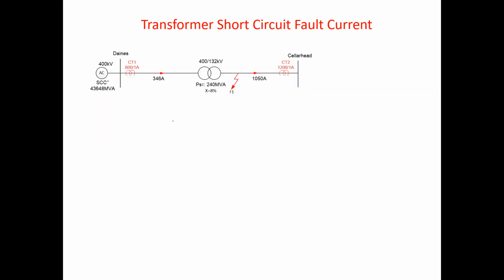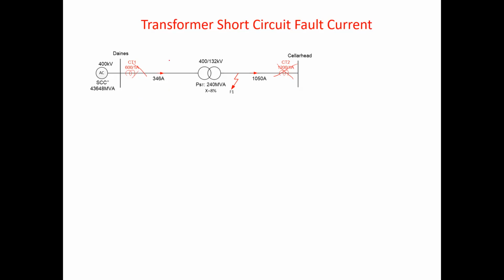For example, here we ignore the CT rating. We normally choose the CT based on the nominal current, one that is higher than this value. Because of 346, we can choose 400 or 500, but the appropriate CT ratio will be 600. And above 1050, normally 1200 or 1100, but say for instance 1200, but this is not the topic for now.